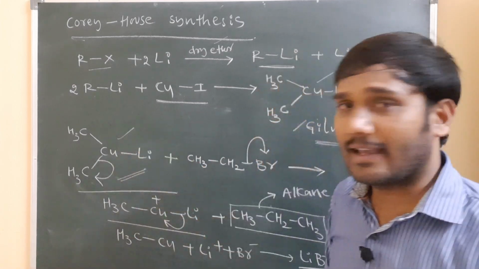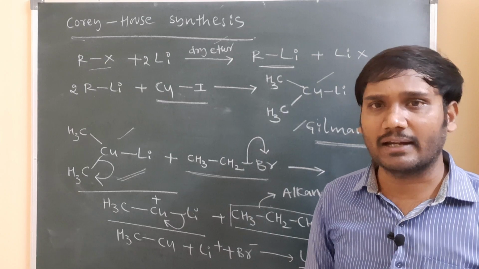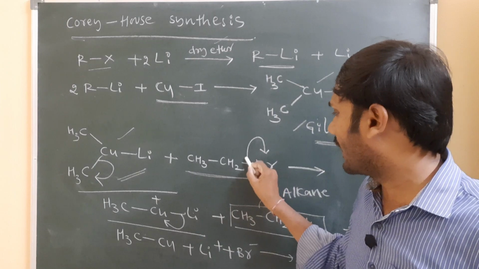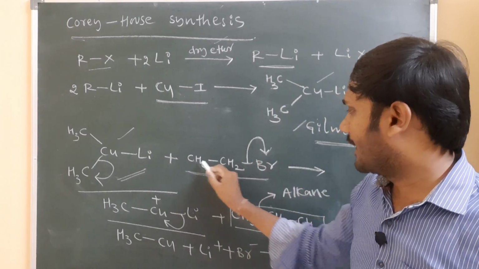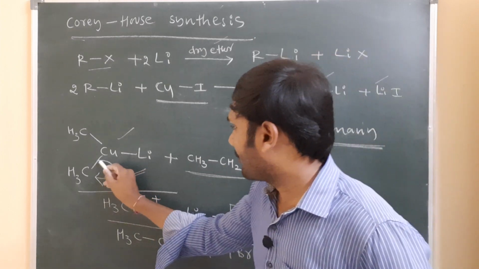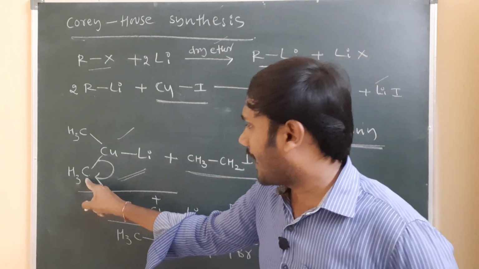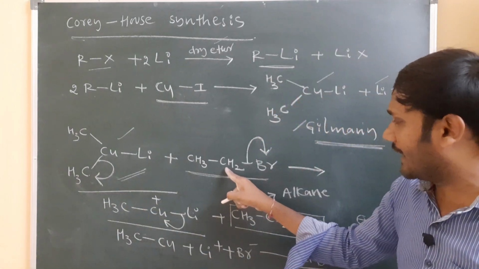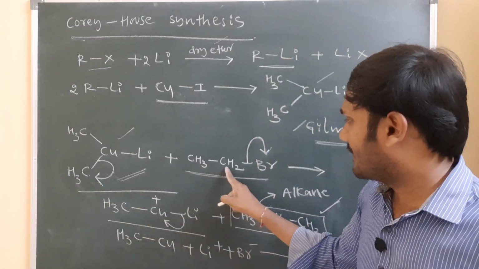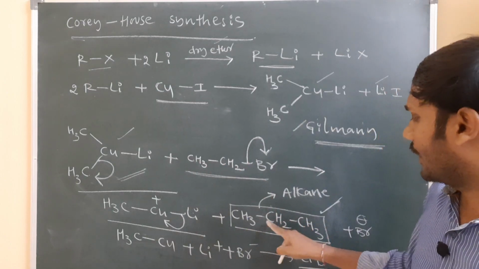So let us see, this is the Gilman reagent. When Gilman reagent reacts with the alkyl halide, the halide, bromine, is more electronegative and takes the electron, and here ethyl carbocation is forming. At the same time this methyl group takes the electron towards itself and converts into methyl carbanion. This methyl carbanion reacts with ethyl carbocation forming alkane. This is CH3 minus, and CH3CH2 plus. The CH3 minus reacts with CH3CH2 plus and converts into propane.